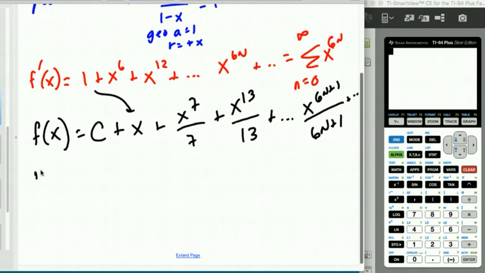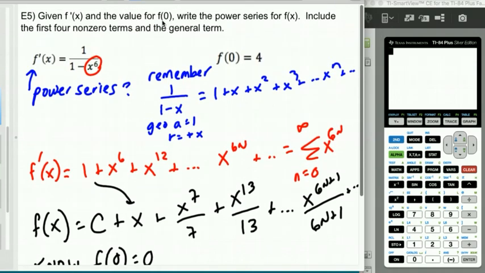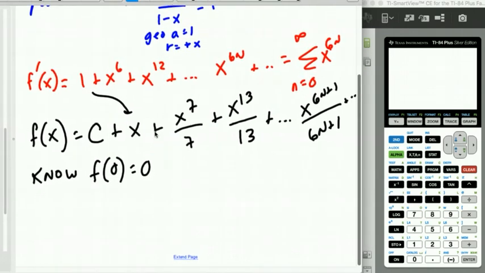But since it's known that f of 0 is 0, right, f of 0 is... oh, f of 0 is 4, my bad. Sorry, f of 0 is 4. That tells me what my c is, my bad. Miscopied, thought f of 0 was 0. Since we know f of 0 is 4, that tells me that's my c, right?